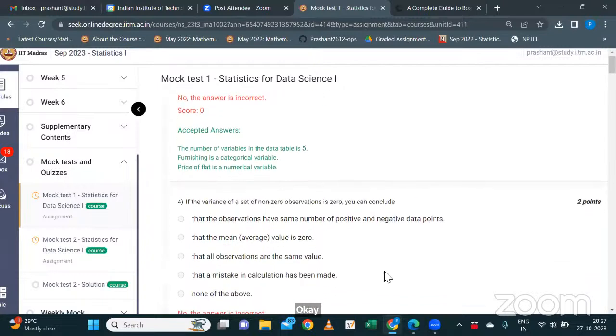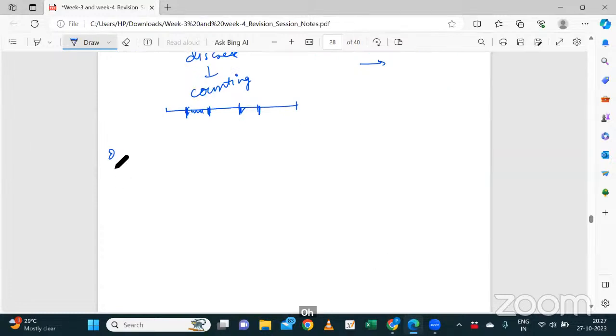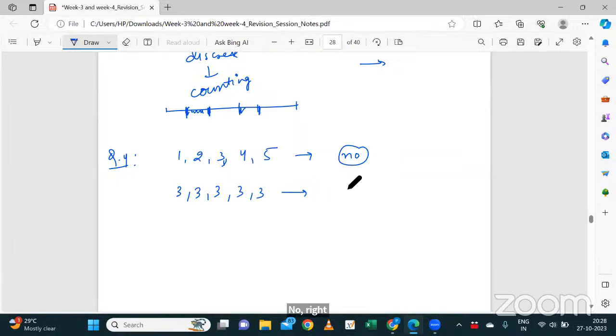Question number 4 says if the variance of a set of non-zero observations is 0, then you can conclude what? The answer: all observations are same. Basically, tell me, will there be any way the variance of these data sets will be 0? No, right? Okay, tell me the variance of this data set. It will be 0.